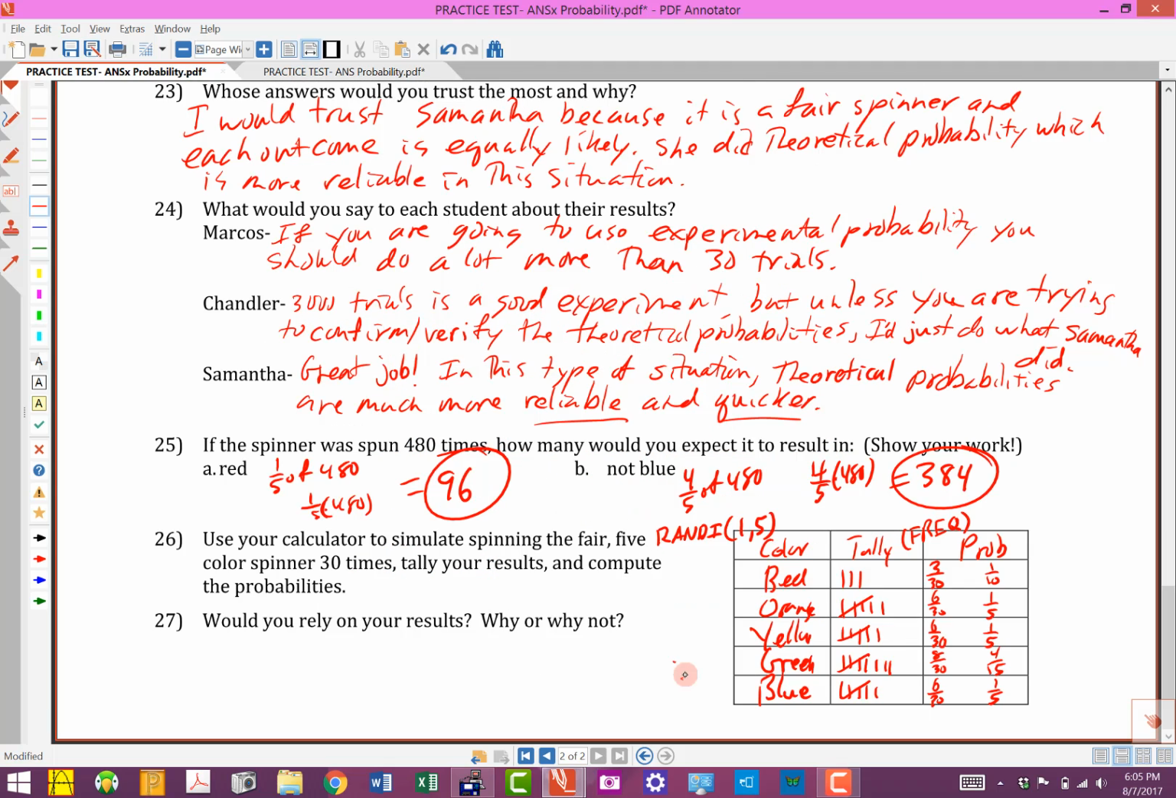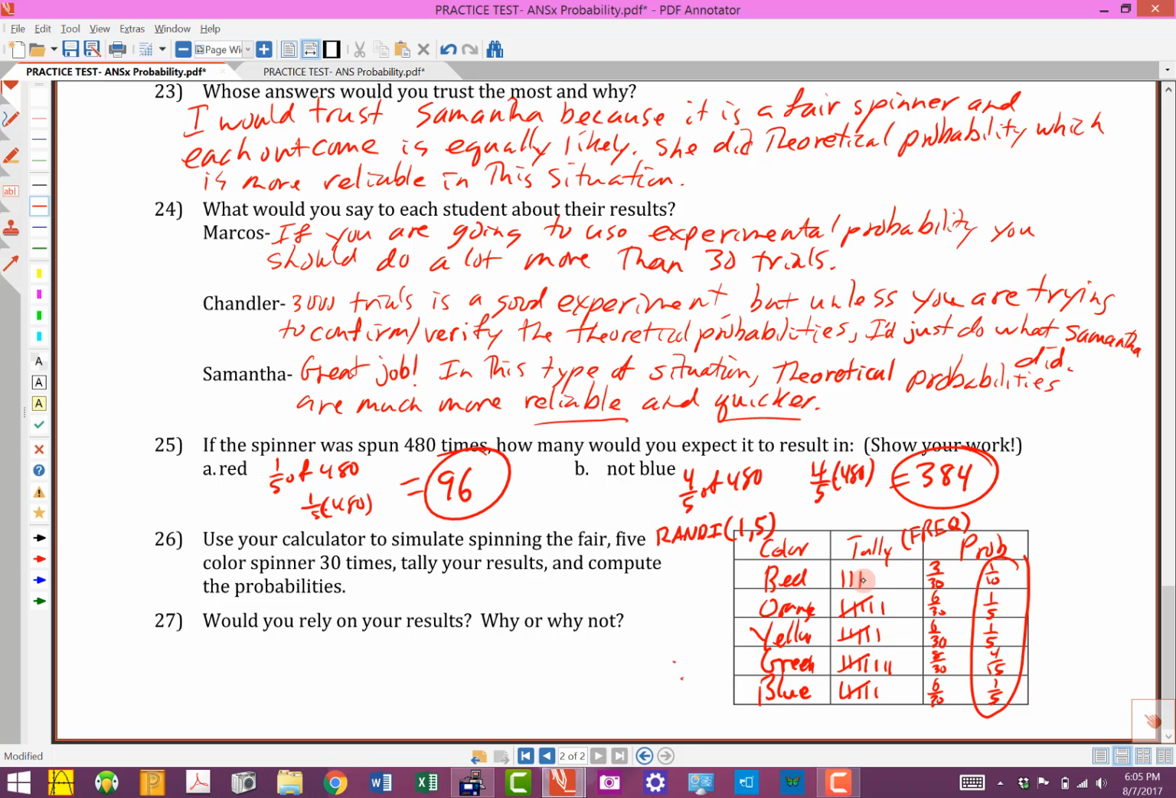Okay, so I'm back. I've got the color, the tally, the frequency, and the probability. And this is what I ended up with. And this is kind of interesting. As I was going through it, I was getting a little scared. I didn't get any orange. I didn't get any twos for quite a while. And I was thinking, oh my gosh, I'm not going to get any of those. But here's how it worked out.